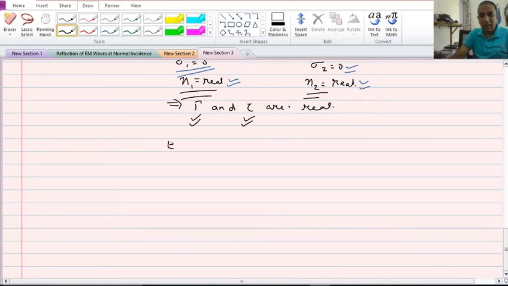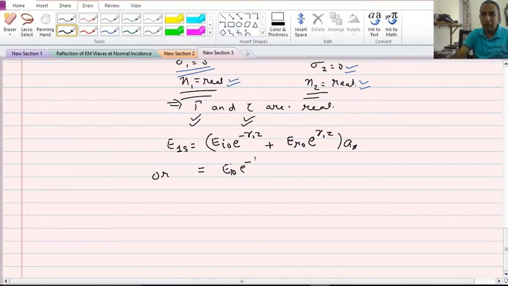It means if we again write E1s, this gives rise to this equation: Ei naught e raised to the power minus gamma 1 z plus Er naught e raised to the power gamma 1 z ax, or this will be equal to Ei naught e raised to the power minus j beta 1 z plus Er naught e raised to the power j beta 1 z ax.